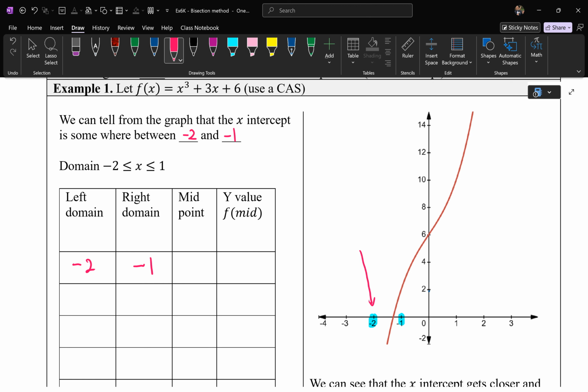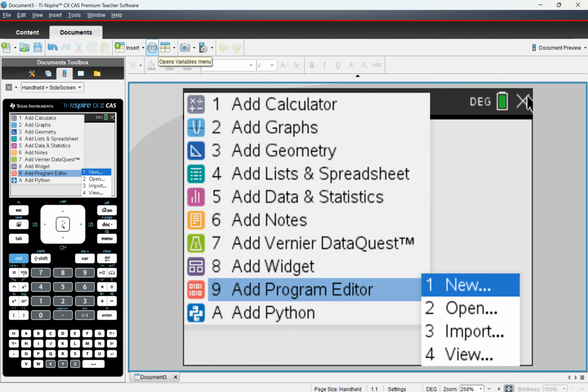Now, to find the middle, you just find the average, right? If we called this A and called that B, it's A plus B divided by 2. Now, on my calculator, this is how I'm going to do it. Rather than doing it by hand, because we know the answer is going to be -1.5, but let's do it on a CAS. So grab out your CAS.